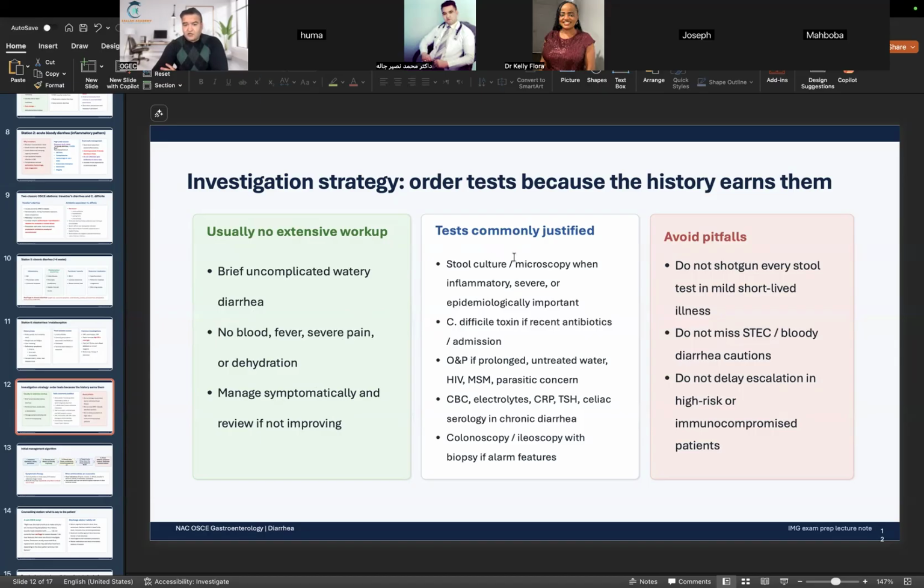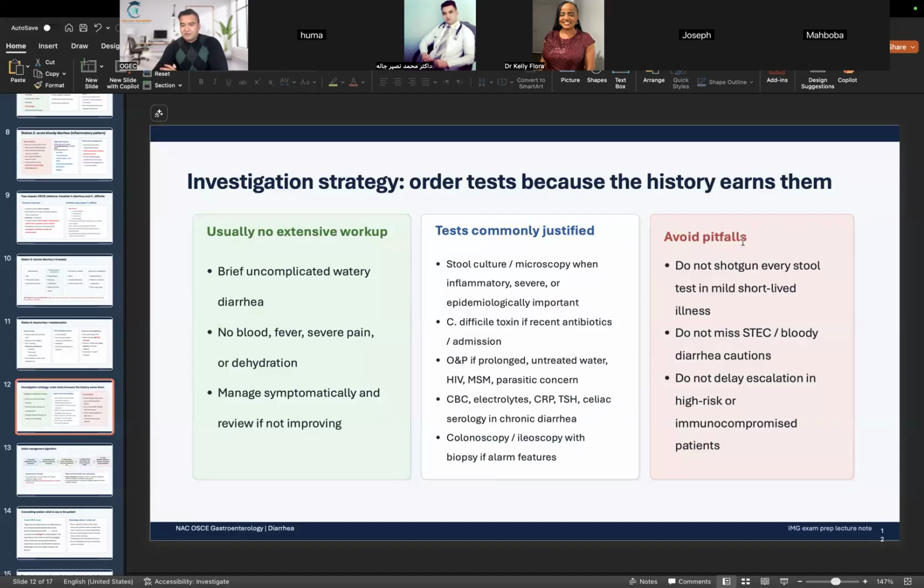Tests commonly justified: stool culture and microscopy when inflammatory, severe, or epidemiologically important. Clostridium difficile toxin, if recent antibiotic admission or chemotherapy. Ova and parasite, if prolonged more than 7 days, untreated water, HIV, men who have sex with men, parasitic concern. CBC, electrolytes, CRP, TSH, select serology, and for chronic diarrhea, colonoscopy, ileoscopy with a biopsy if alarming features, which we did mention before, right?